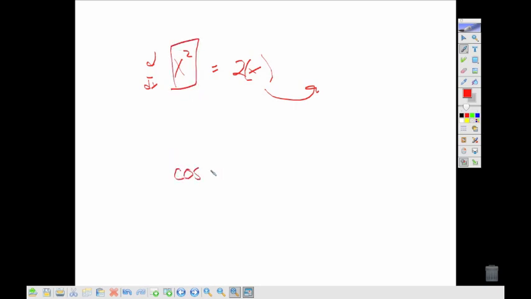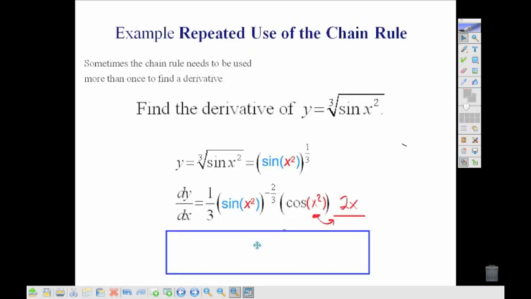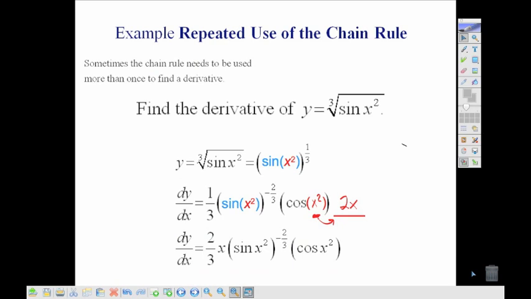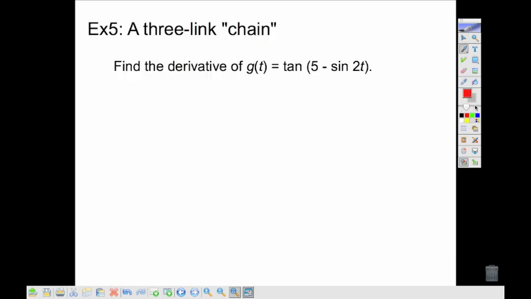Same thing if I had cosine of x on the inside. I would just take its derivative. I would get negative sine of x, and I'm done because it's a known derivative. Now to finish this one, we would just go ahead and simplify it like that. Sometimes we have to take multiple links to get where we want to go.